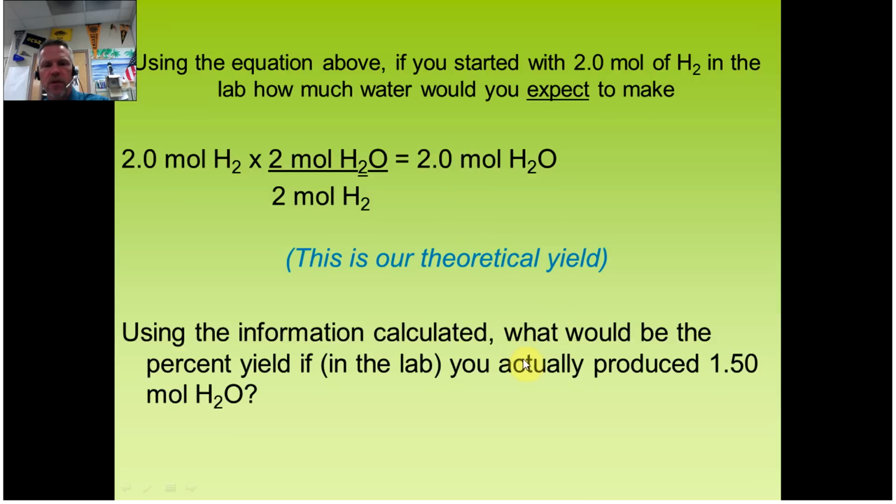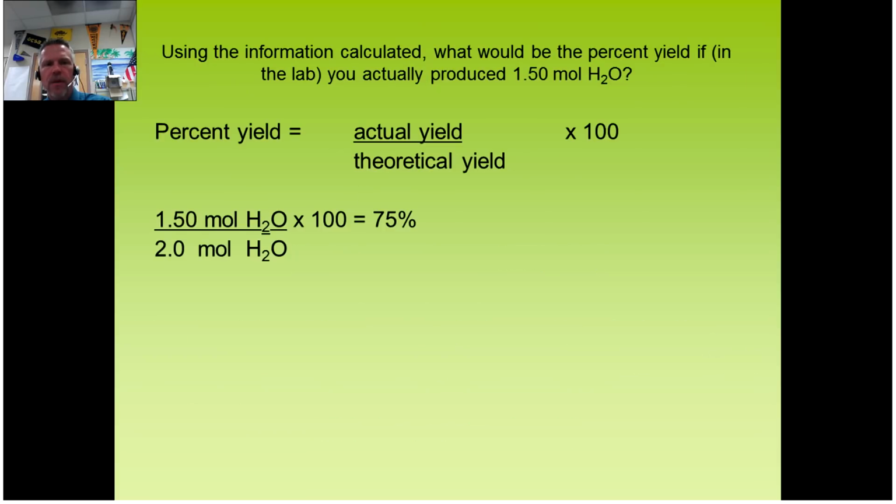So if you actually did the reaction and you measured how much water you made, in this example, you only produced 1.5 moles. All right, so that is our actual yield. Okay, so in order to calculate the percent yield, you take the actual over the theoretical times 100. So our actual was 1.5 and our theoretical is 2.0, times 100 is 75%. So the percent yield is 75% in this example.